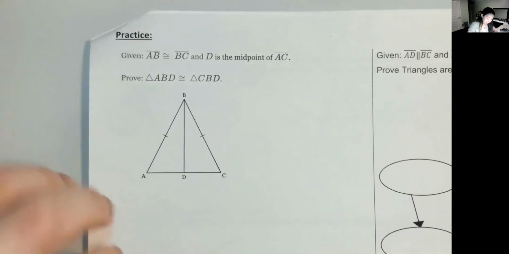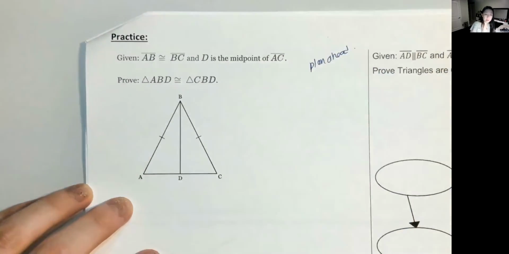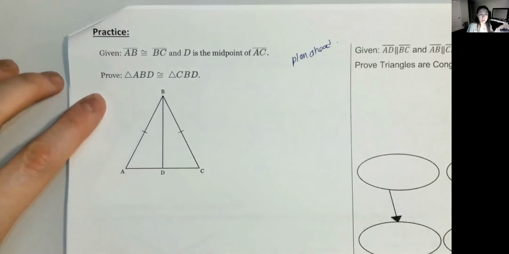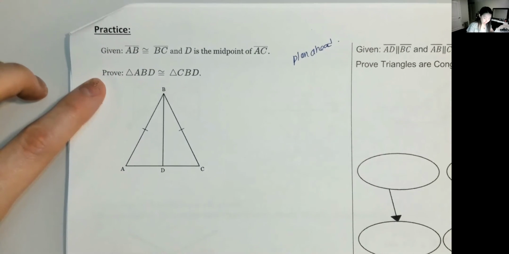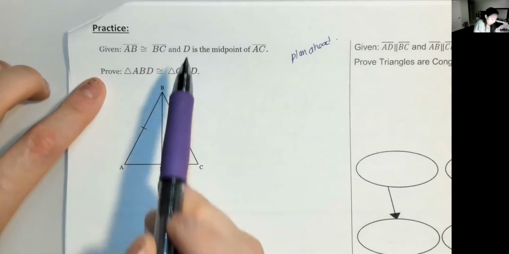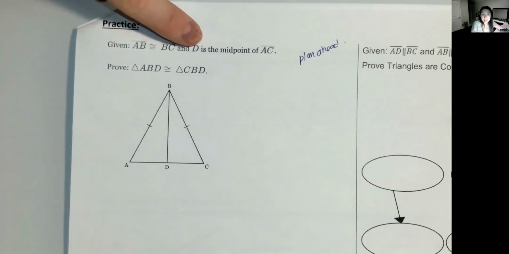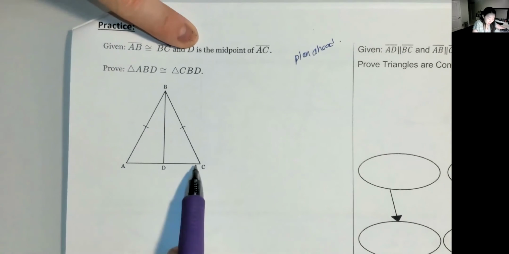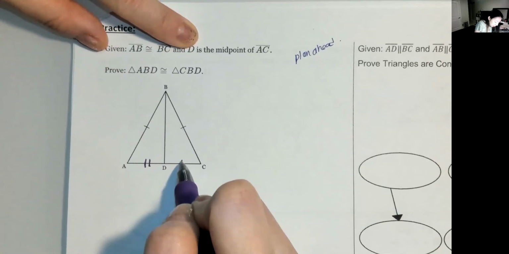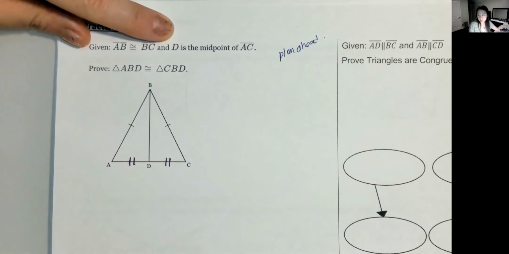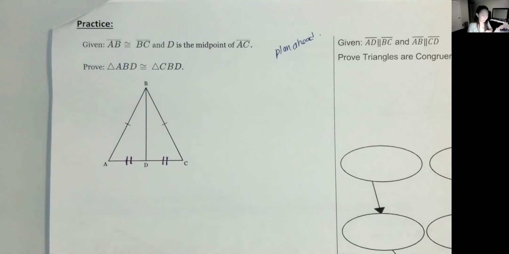So let's plan ahead. With this given information, do we know that the triangles are congruent? The answer is yes. So let's put some markings on it. We know that AB is congruent to BC. That's given to us. And D is a midpoint of the line segment AC. Therefore, this part and this part are equal lengths, so they're congruent. That's the second fact we can come up with.